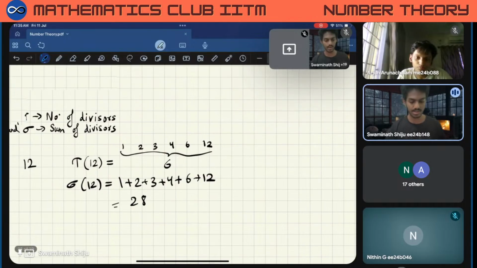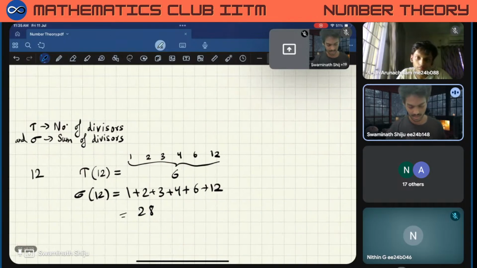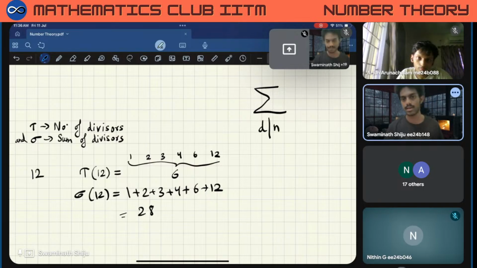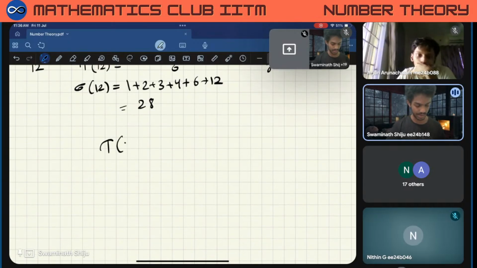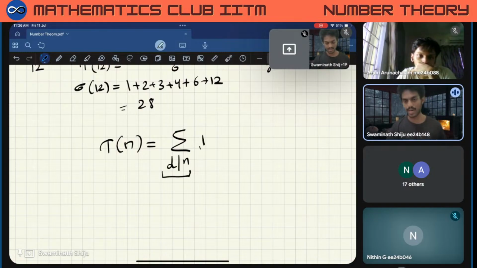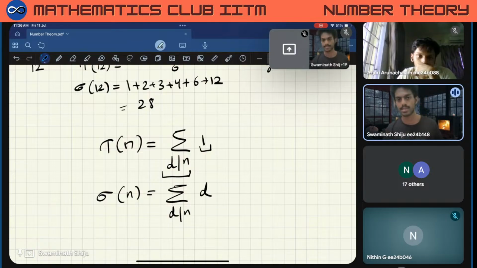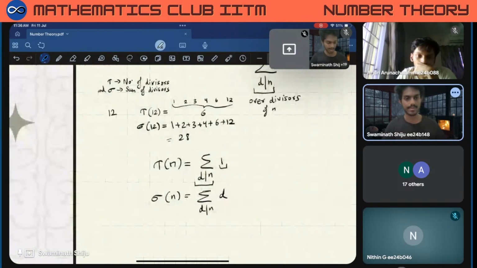Now I want to introduce some new notation here. This summation, d divides n, is summation over divisors of n. So tau n would simply be written as the sum over d dividing n of 1, right? The number of divisors, that many times you add 1. Sigma n would be the sum over d dividing n of d, right? Makes sense, right? Wonderful.